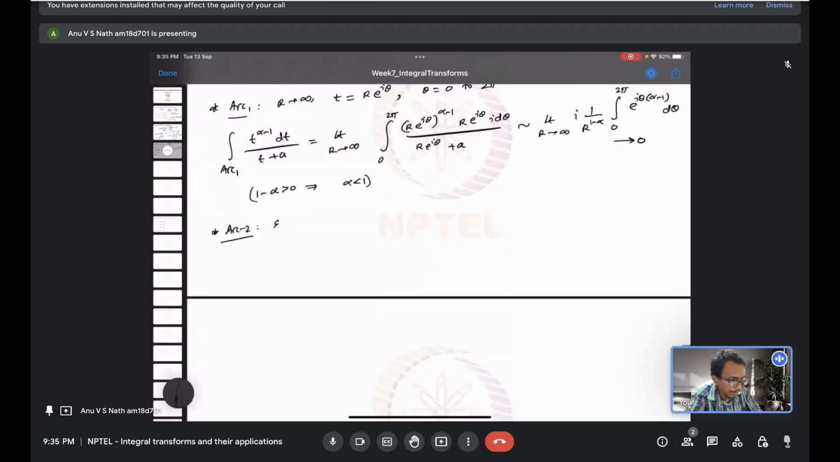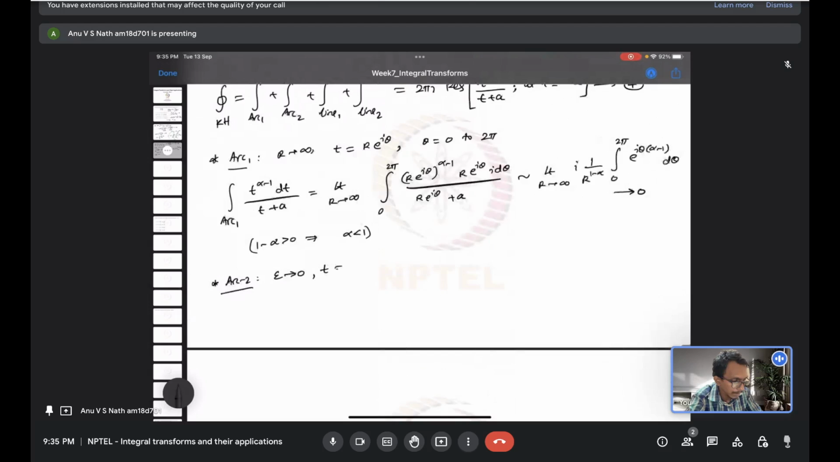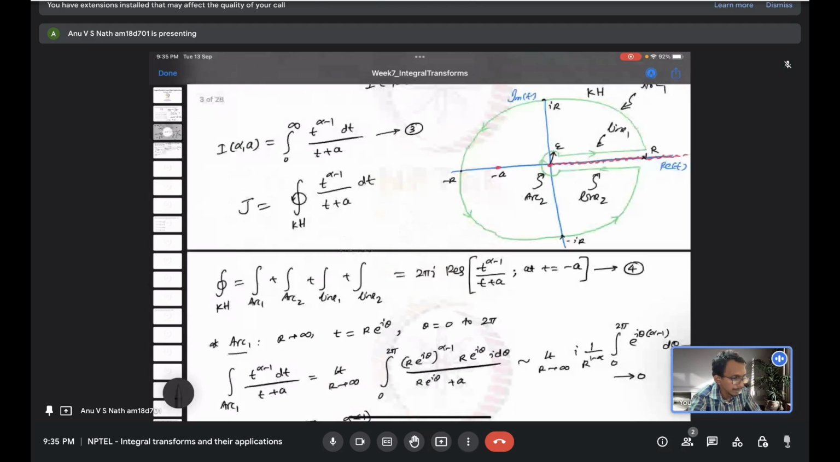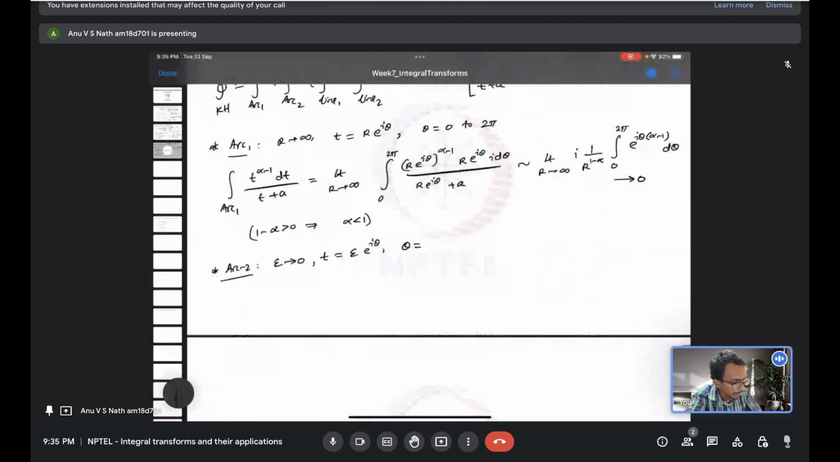So epsilon is tending to 0 in the limit, which is the radius of the smaller circle. Everything else is the same. It's t is now epsilon e raised to i theta. One other thing that has changed is the orientation of this circle. It is now not from 0 to 2 pi, but instead it is clockwise. So it's actually 2 pi to 0.